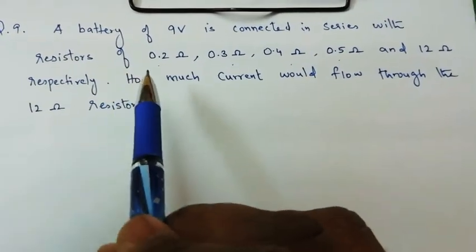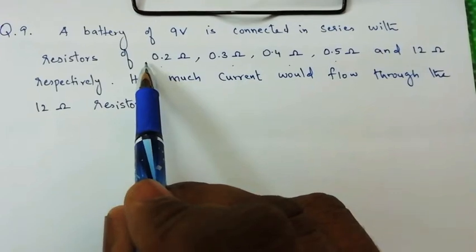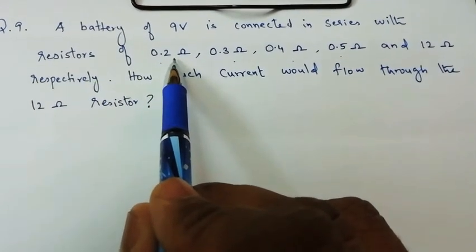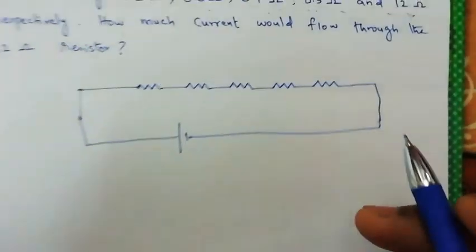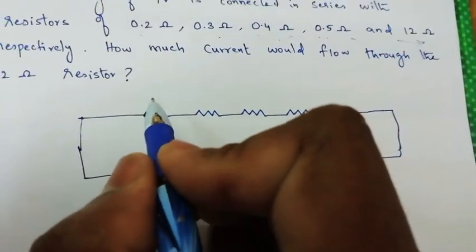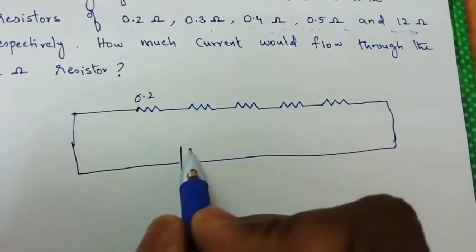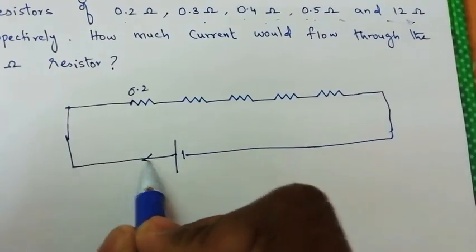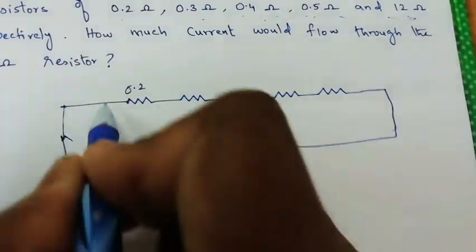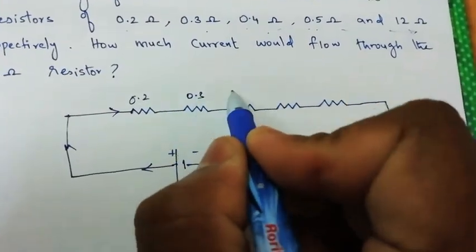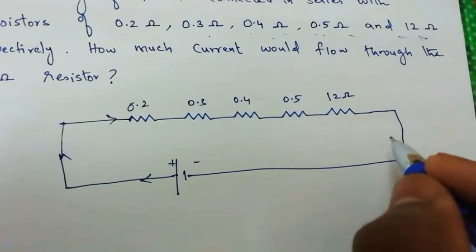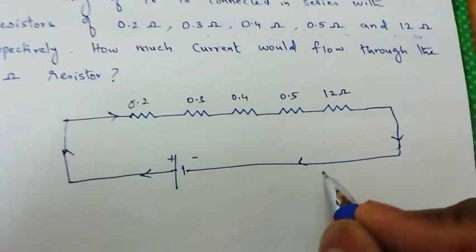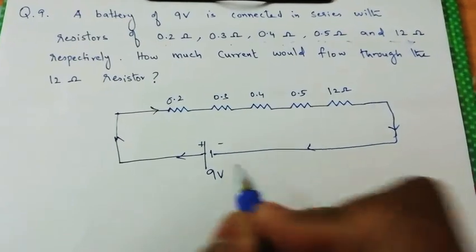So current is flowing through this, that means it is coming through 0.2 ohm, and it is flowing towards this side. So I can make a circuit diagram like this. I made a circuit diagram like this, and this is 0.2 ohm, and since it is connected positive on this side, the current is flowing through this side, right? And this is 0.3, 0.4, 0.5, and then this is 12 ohms, right? And this is how the current flows. So the question is, and this is a 9 volt battery.